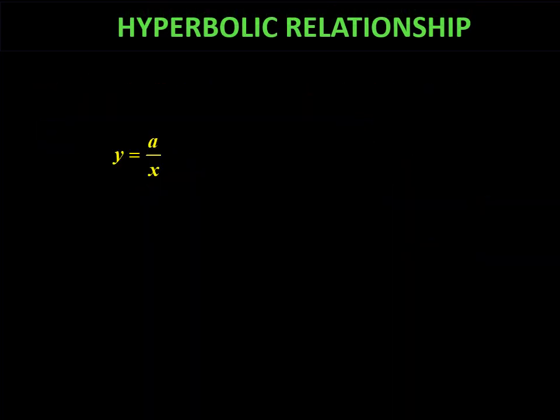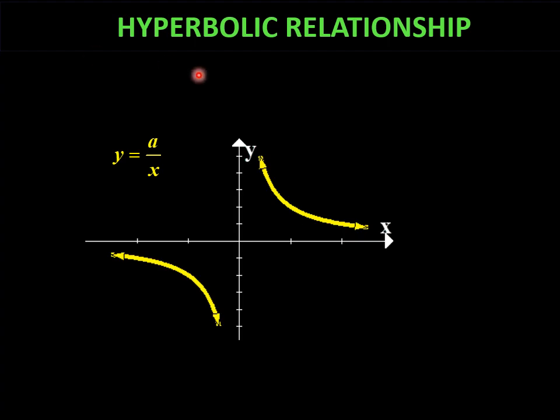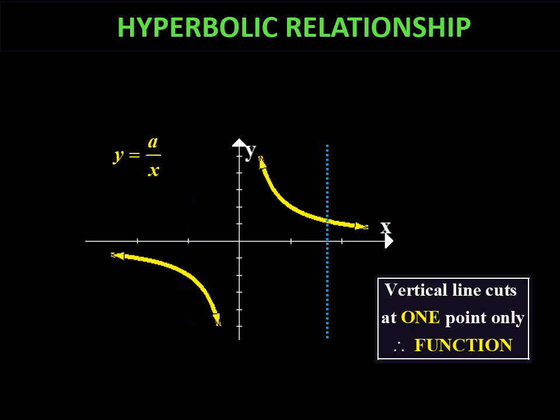So this also represents a function. Let's look at the hyperbolic relation. There we have a hyperbola. Let's apply the vertical line, once, still once. Therefore, it's a one-to-one. Therefore, this would represent a function.